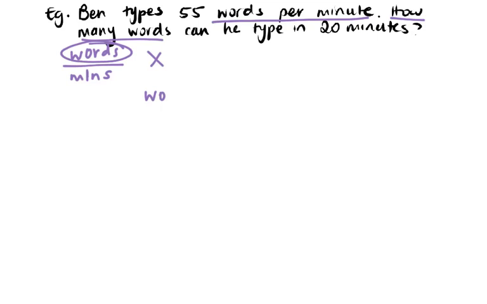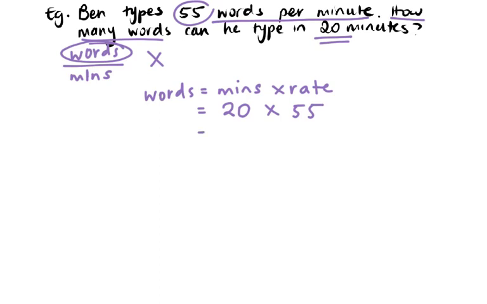So if I want to find out how many words, I'm going to multiply the number of minutes he's going to type for by the rate. So the number of minutes I have here is 20, and the rate I'm given is 55. So if I multiply these, and I'm multiplying them because I'm trying to find the numerator value, which is words, I will get 1,100 words. So Ben will type 1,100 words in 20 minutes.